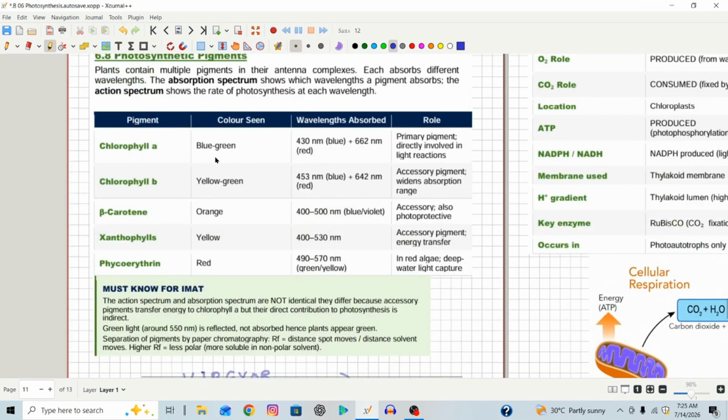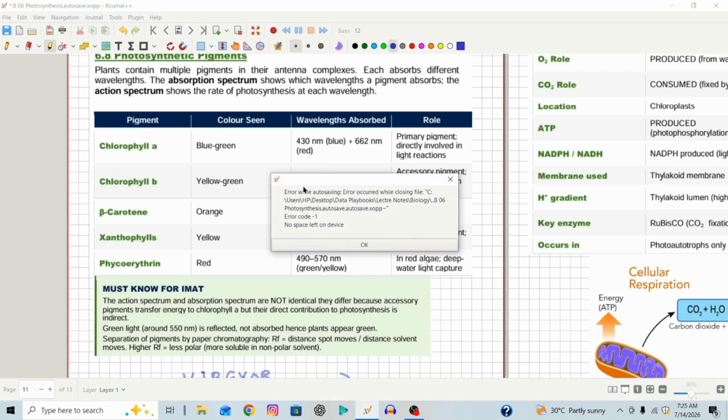So the color that you see in chlorophyll A is actually blue and green. Why is that? Because all the other spectrums are actually absorbed. The wavelengths that are absorbed are blue and red, the 430 nanometer and 662 nanometer. And for chlorophyll B, the blue and red, the same wavelengths are absorbed.